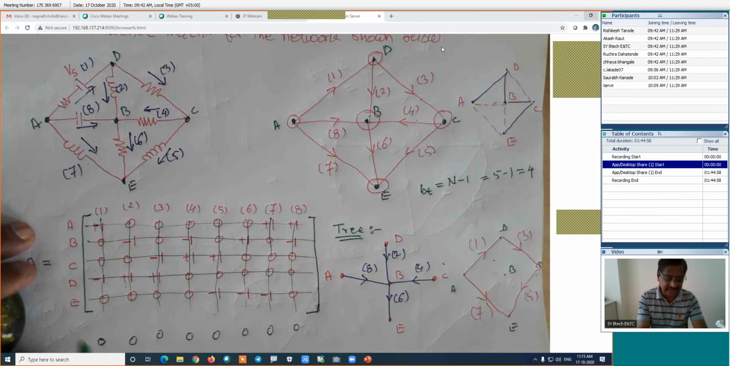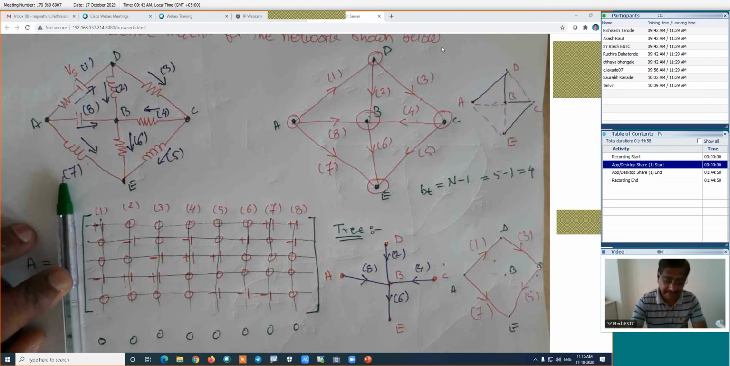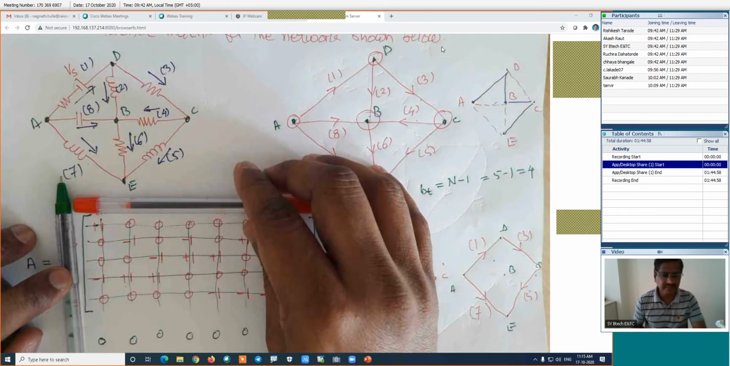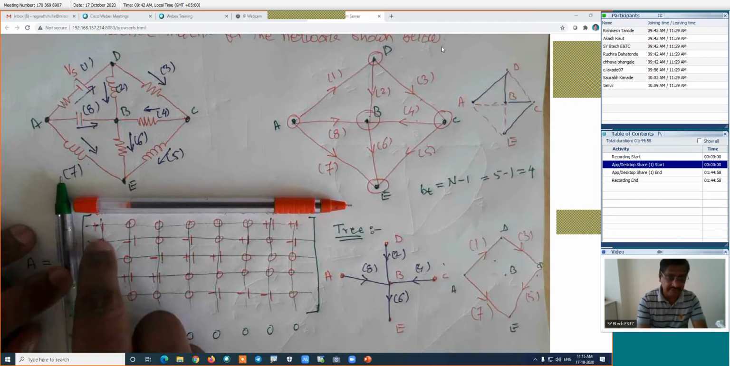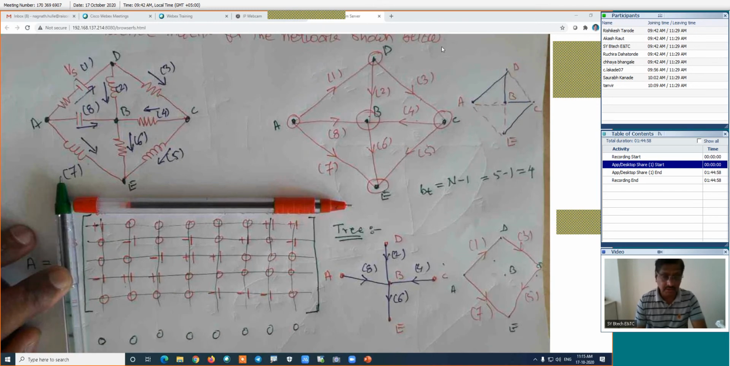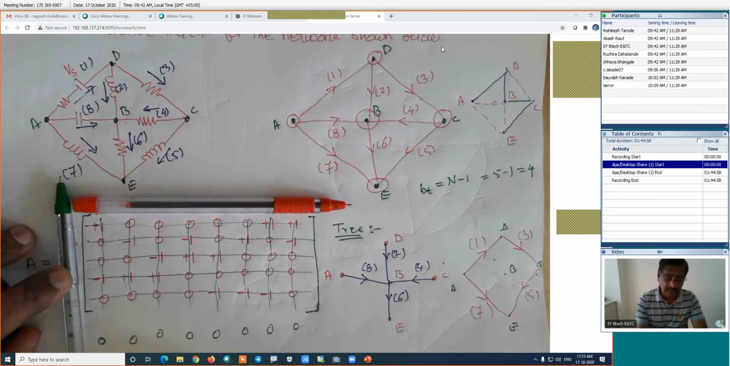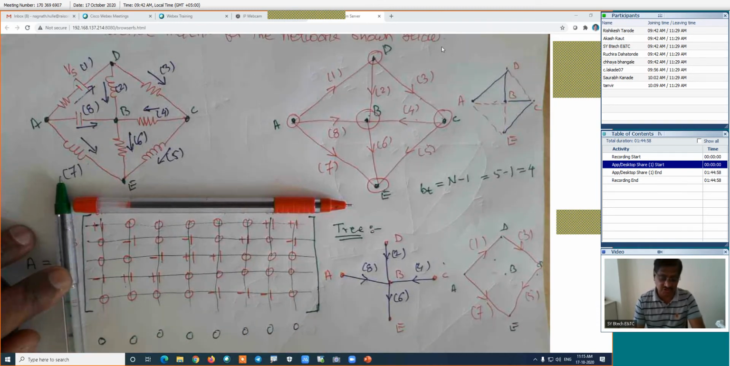Suppose in that graph, A, B, C, D, the number of nodes may not be given to you, and the number of branches will not be given to you. This part will not be given to you. Is it right? So here you can count 1, 2, 3, 4, 5. We have 5 rows, meaning we have 5 nodes. I can put the 5 nodes 1, 2, 3, 4, 5. Then count the number of columns: 1, 2, 3, 4, 5, 6, 7, 8. We have 8 columns, meaning we have 8 branches.